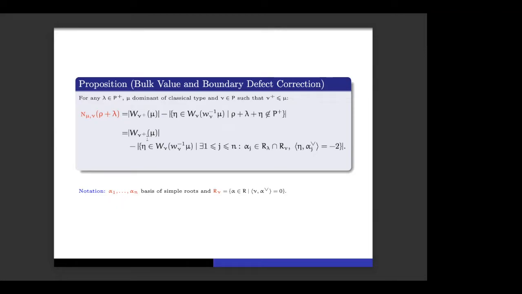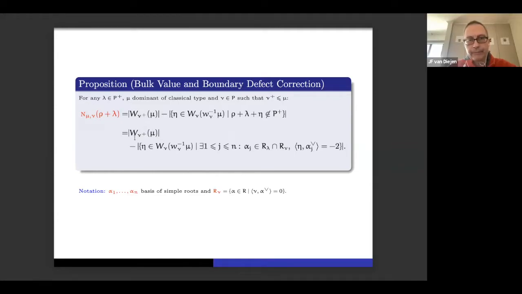That's just the order of the orbit with respect to the action of a stabilizer. So you have closed formulas for that in terms of the root data. And it's also not difficult to compute this boundary defect correction. So when you get out of the dominant cone in terms of the root data, here are some explicit conditions.